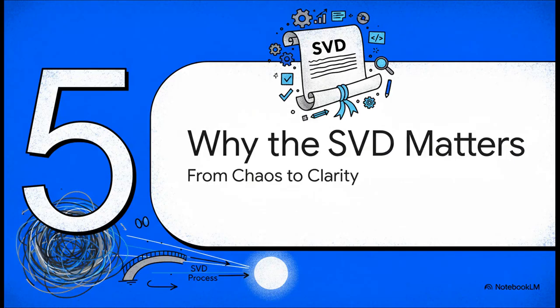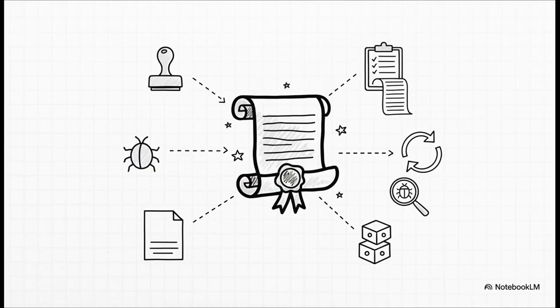So let's bring this all together. We started with that potential chaos of a software release, and we've walked through a document that brings absolute, total clarity. The SVD is literally the bridge that takes you from chaos to control. When you boil it all down, the software version description is the single source of truth for any given release. It's a complete inventory of every file. It tracks every change. It gives you crystal clear installation instructions, and it transparently lists all the known problems. It just replaces all that ambiguity with cold, hard certainty.